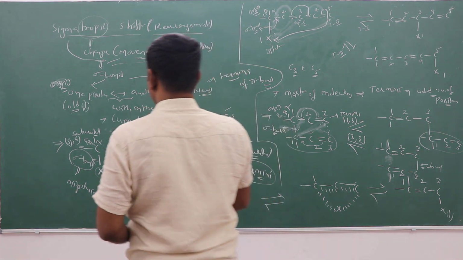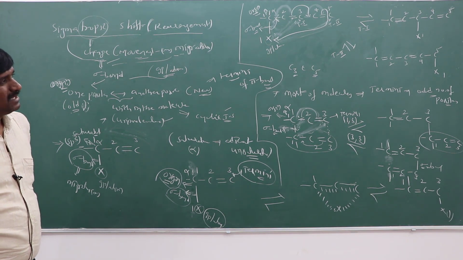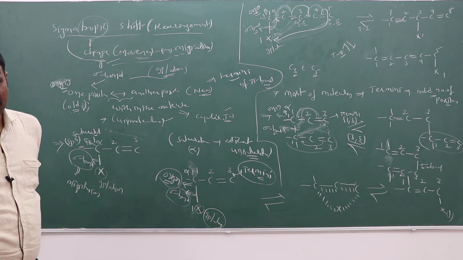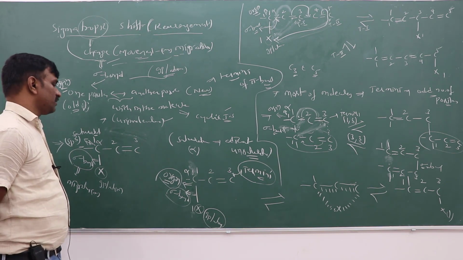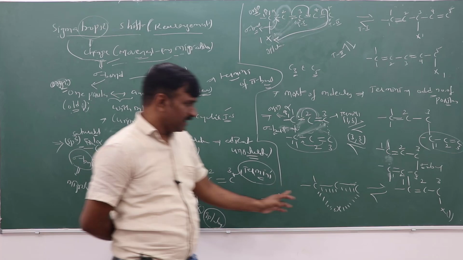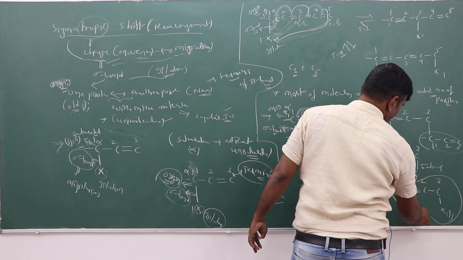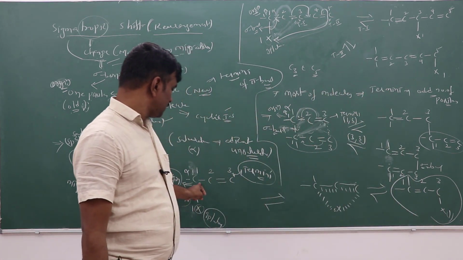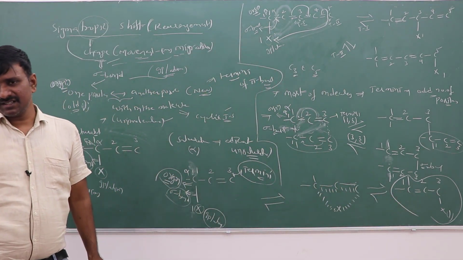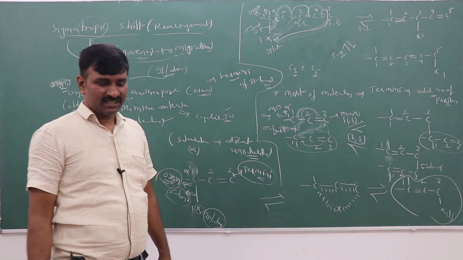Further, when a sigmatropic shift or rearrangement takes place, the number of pi bonds or sigma bonds does not change. That means the number of pi bonds and sigma bonds remains the same after the sigmatropic shift. Suppose a sigma bond is there, again a sigma bond is formed. One pi bond is there and is shifted to here, but the pi bond count is the same. The number of pi bonds and sigma bonds remains the same when a sigmatropic shift takes place.